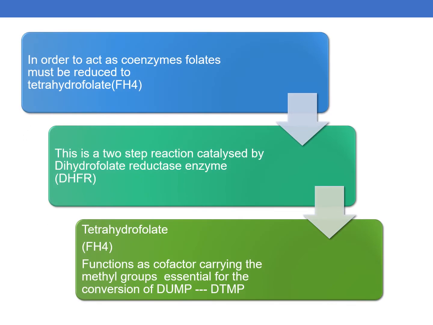In order to act as coenzymes, the folates must be reduced to tetrahydrofolate. And this is a two-step reaction catalyzed by dihydrofolate reductase enzyme, DHFR. And this tetrahydrofolate functions as a cofactor carrying the methyl groups which are essential for the conversion of dUMP to dTMP. That is nothing but deoxyuridine monophosphate to deoxythymidine monophosphate.